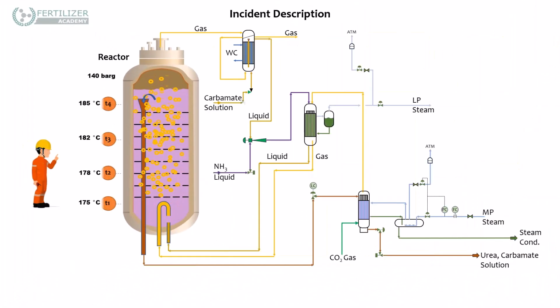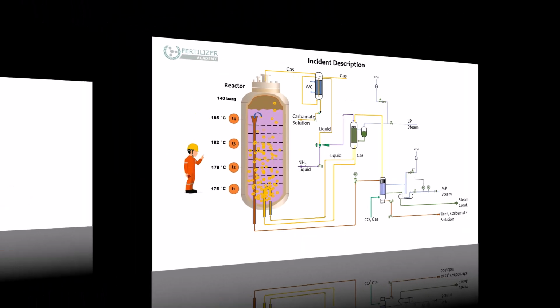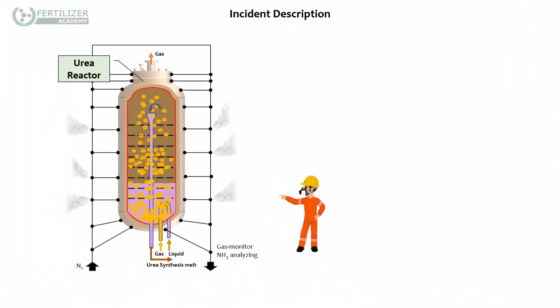This animation illustrates normal operating conditions inside the high-pressure synthesis reactor. Operators working on the operating platform detected a strong odor of ammonia, which remained undetectable from within the control room.